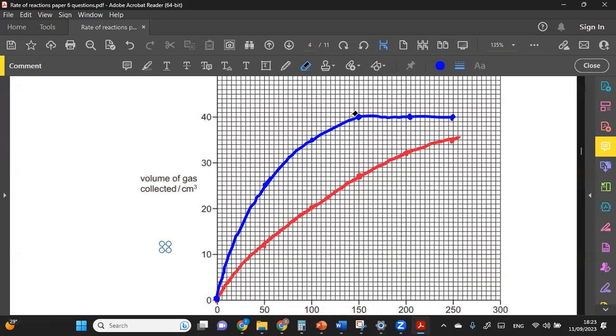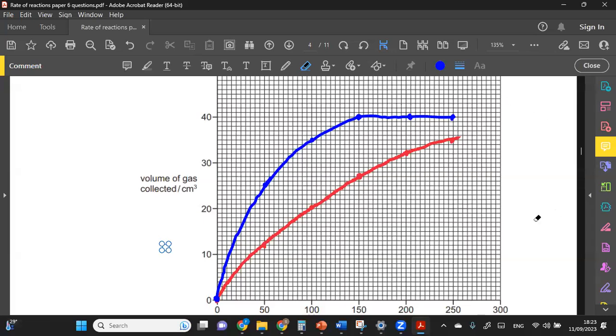It's getting flat, so it means the carbon dioxide has stopped, the reaction is used up. It stopped. Basically, it stopped. Right. So at 150 seconds, the blue graph is telling us that the reaction stopped.